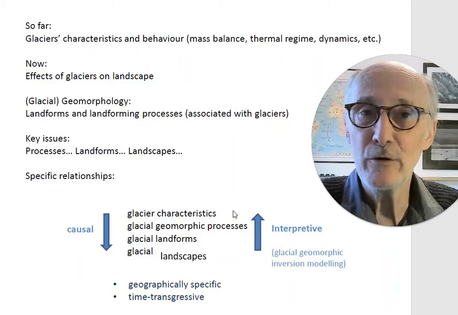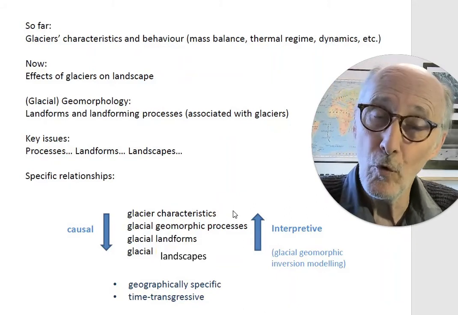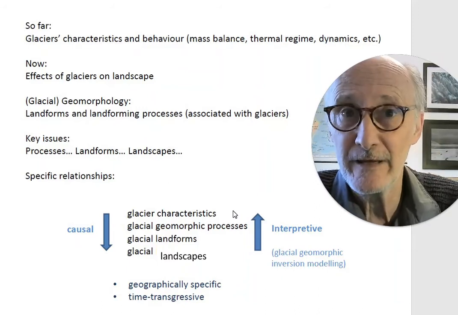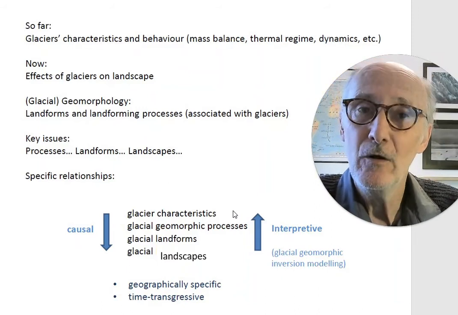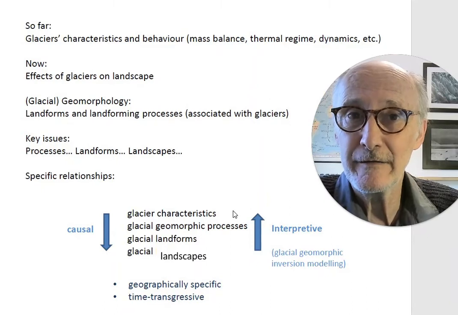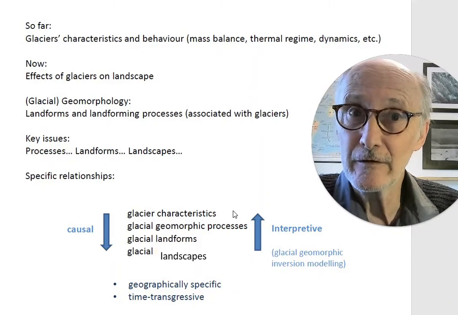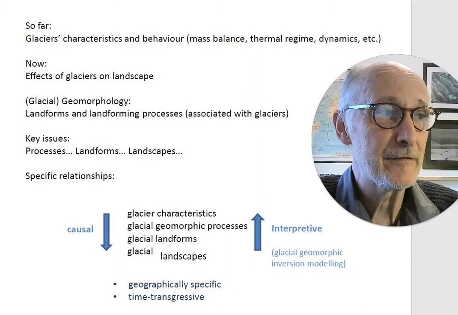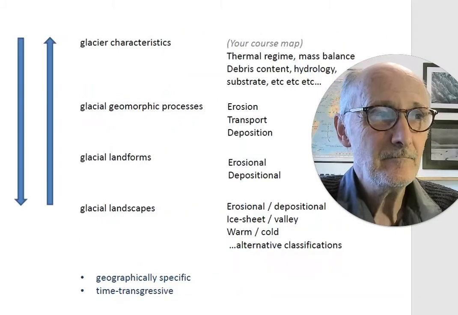Must the glacier have been moving? Must it have been warm based or cold based? Must there have been debris in the basal ice layer? All these things that you can work out about a glacier by looking at the landforms, looking at the geomorphology that the glacier has left behind.